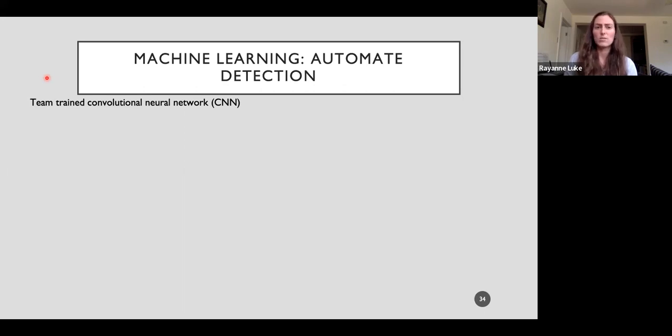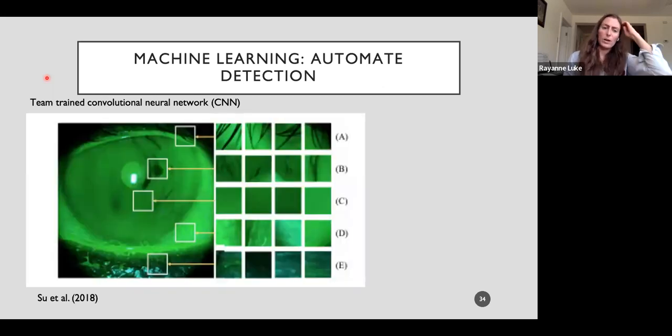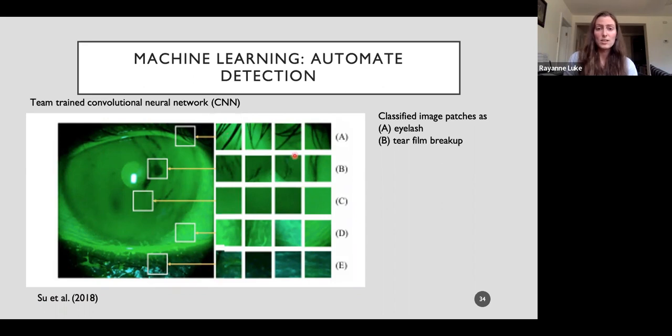So we have a large team that's involved in this. They trained a convolutional neural network following a paper by Su et al., who did something similar, but not quite the same. And what they did was they classified all of these image patches. This is an example image from the original Su et al. paper. We wanted to classify them into 5 categories: whether they had eyelashes, tear film breakup, non-tear film breakup, the sclera or the white of the eye, or the eyelid.